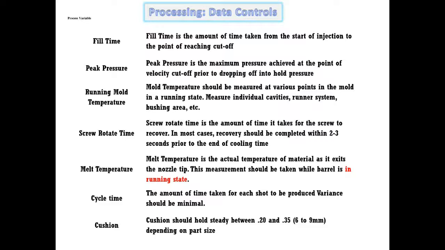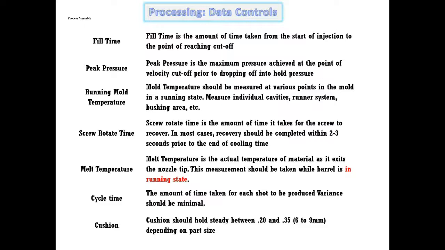The first and one that I watch the most would be fill time, and that's the amount of time taken from the start of injection to the point of reaching cutoff. It needs to be consistent, and it's a good way to, if you're moving a job from one press to another that has the same barrel size, then this is going to be one of the ones that you definitely want to repeat. And peak pressure is the other. That's going to be the maximum pressure achieved at the point of velocity cutoff prior to dropping off into hold pressure.